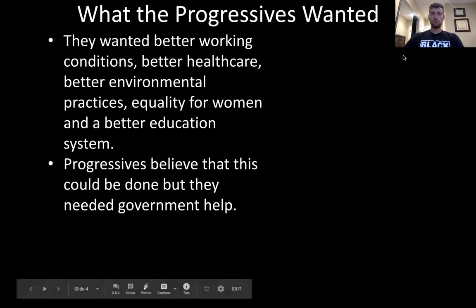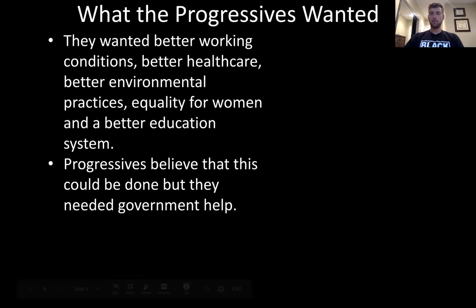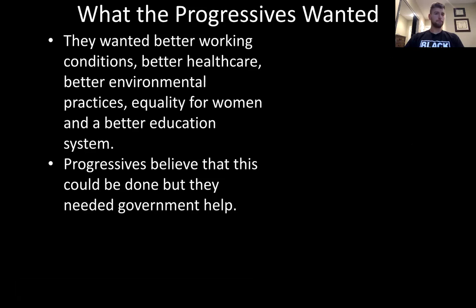And so, what did they want? Obviously they wanted changes, but they wanted better working conditions. They wanted better health care. They wanted better environmental practices, more equality for women, a better educational system. And progressives believed this could be done, but they needed government help. That's the big thing you have to remember. They needed the government's help.